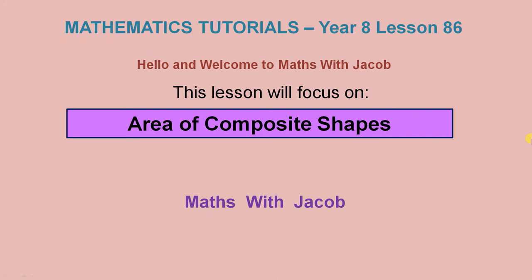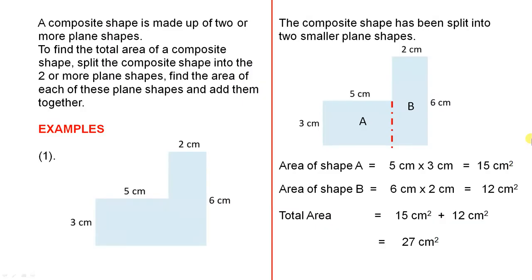This lesson will focus on area of composite shapes. A composite shape is made up of two or more plane shapes. To find the total area of a composite shape, split the composite shape into the two or more plane shapes. Find the area of each of these plane shapes and add them together.